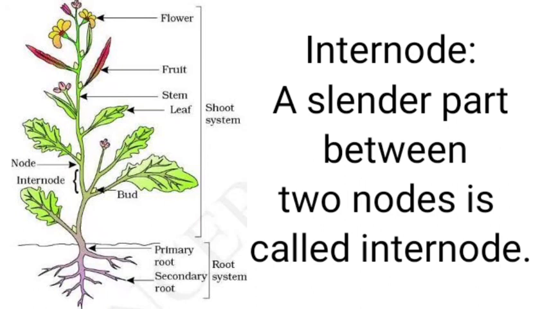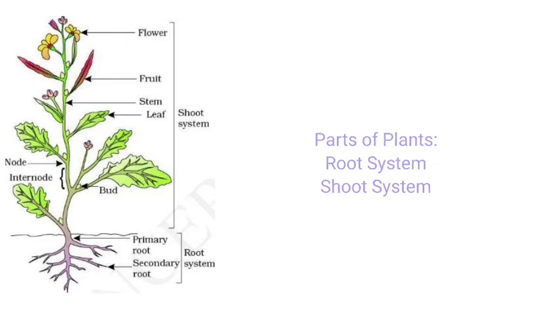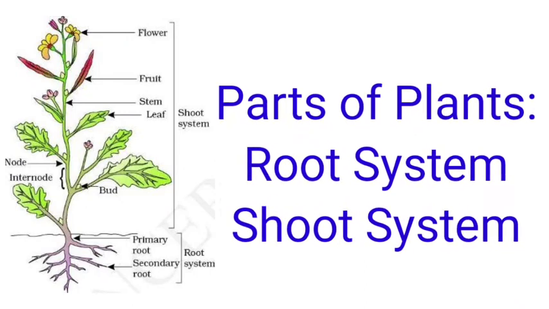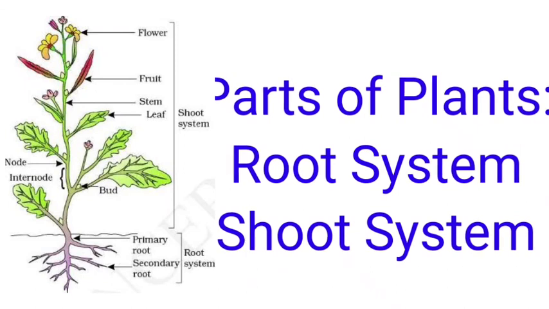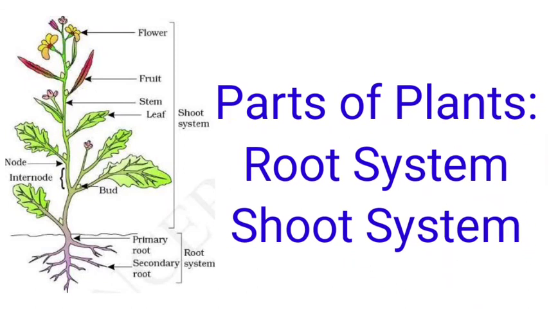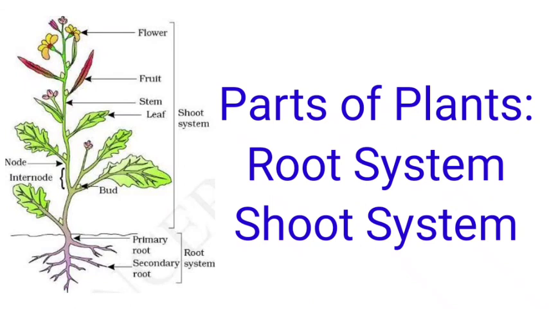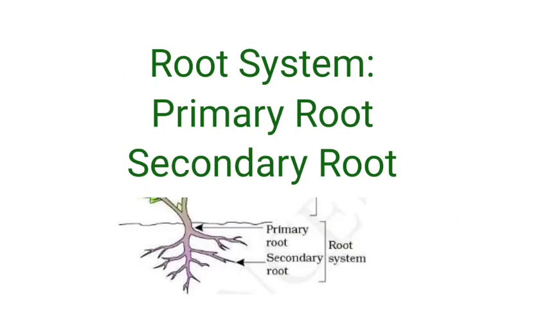So after finishing all these definitions, once again I want to repeat parts of plants. All parts of plants are divided in basically two parts. First is root system and second is shoot system. Root system is underground part and shoot system is above ground part, so you can easily identify them.